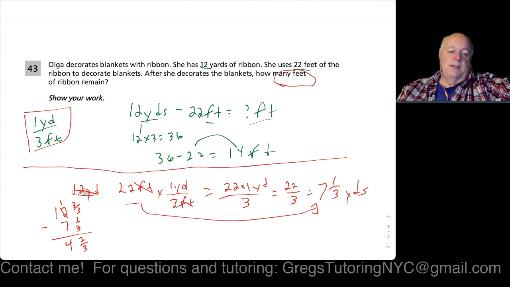Now it's asking us how many feet. So we still need to convert the 4 2/3 because this was yards, right? We've converted the 22 feet into yards. So we did 12 yards minus 7 1/3 yards is 4 2/3 yards. And by the way, we should double check that. 7 1/3 plus 4 2/3. This is 3/3, and that's 11. 11 plus 3/3 is equal to 12. So that checks out. All right.